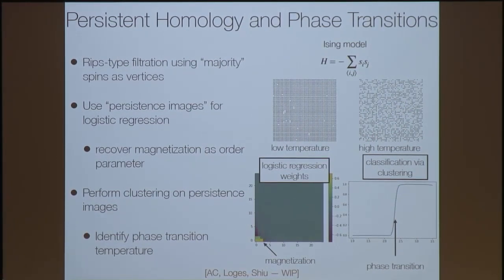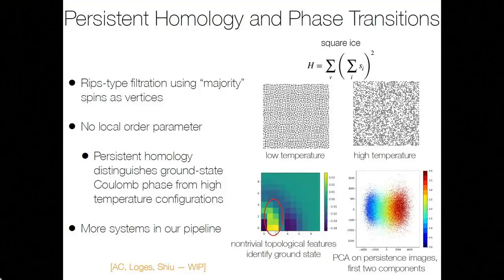And also, if you do unsupervised learning, if you do a clustering on your persistence data, you can recover the temperature of the phase transition. We've also looked at this other model, this square ice model, and we're looking at more models now. It's harder to tell the difference by eye between these two phases. The ground state is in this Coulomb phase, this frustrated phase, and we recover something that's non-trivial and non-local, and we're working on it.